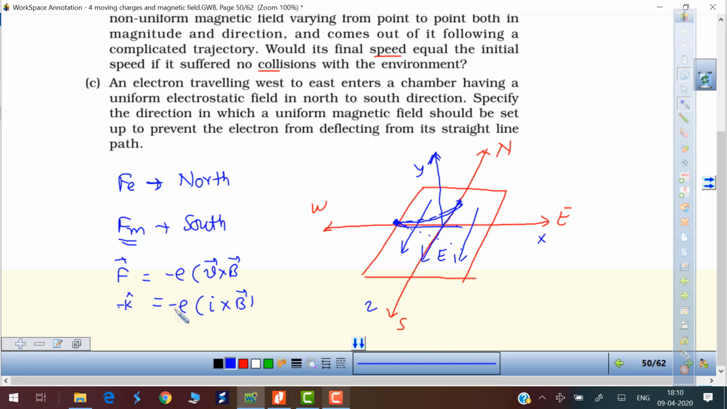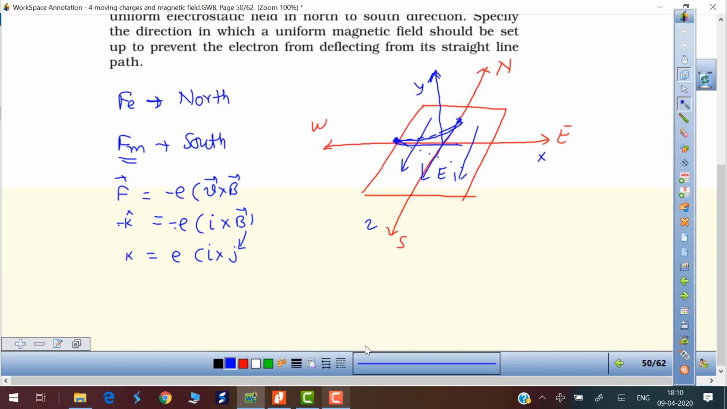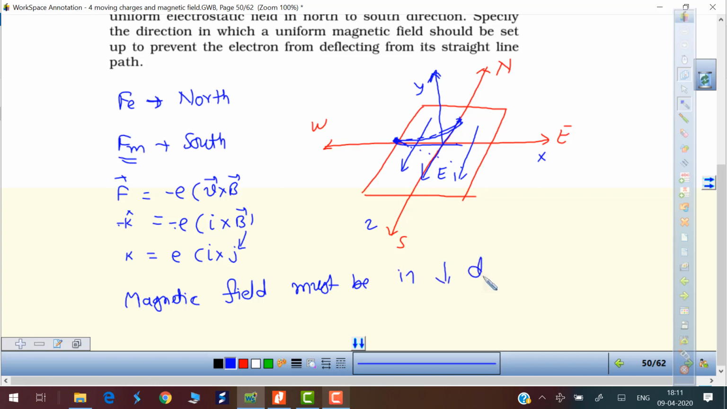So this minus minus cancel. So this becomes plus E I cross. What should we multiply with I to get K? J should come. J minus or plus? I cross J is K. So magnetic field must be in downward direction. What does this show? That magnetic field must be in downward direction.